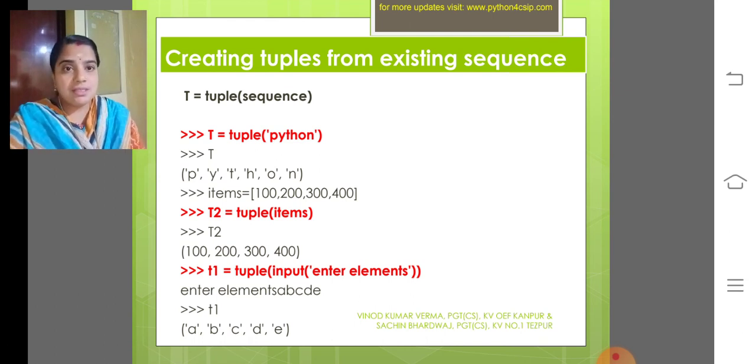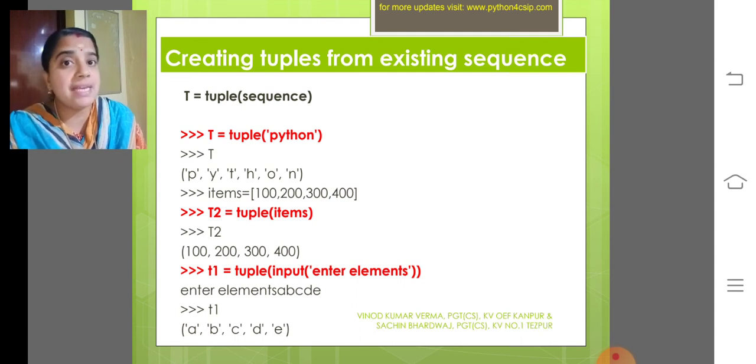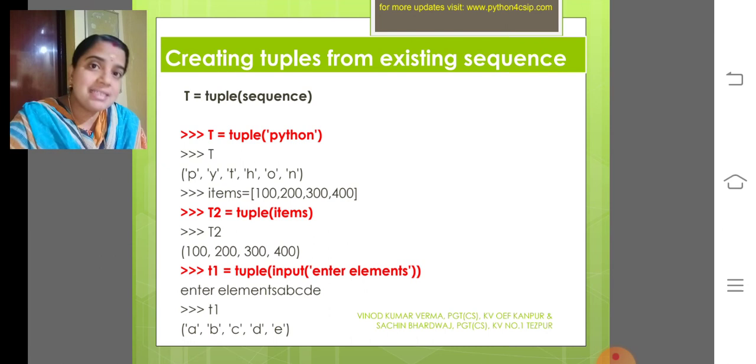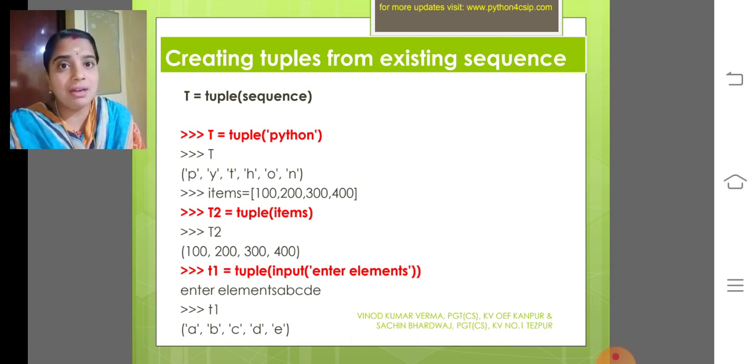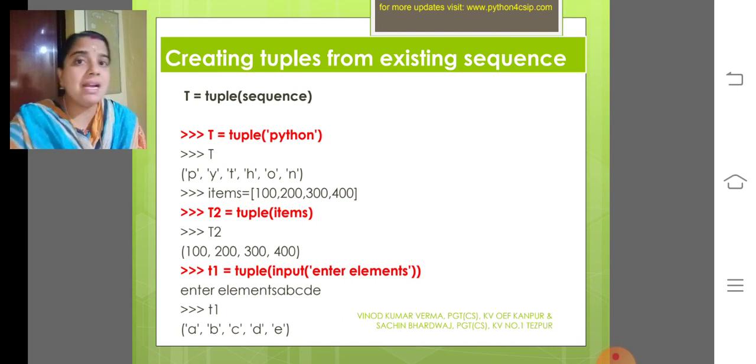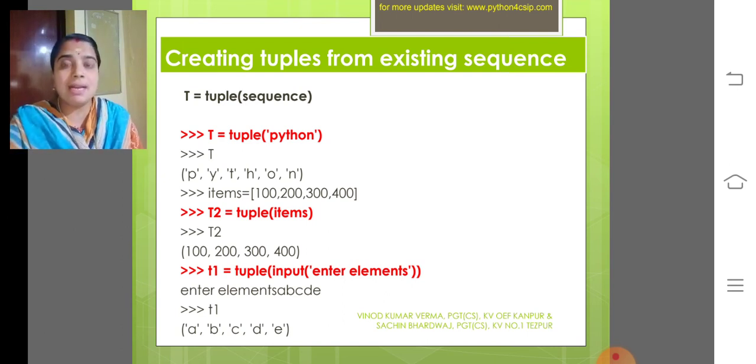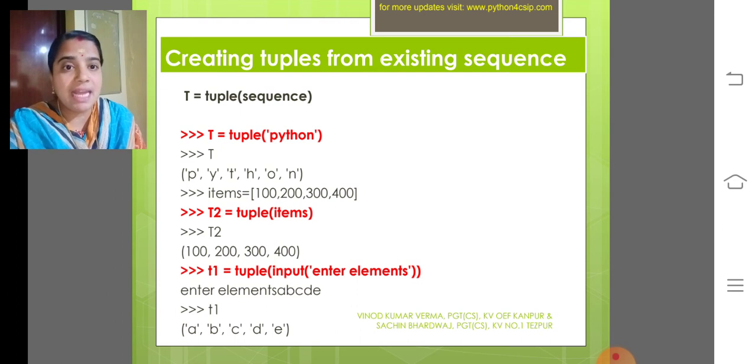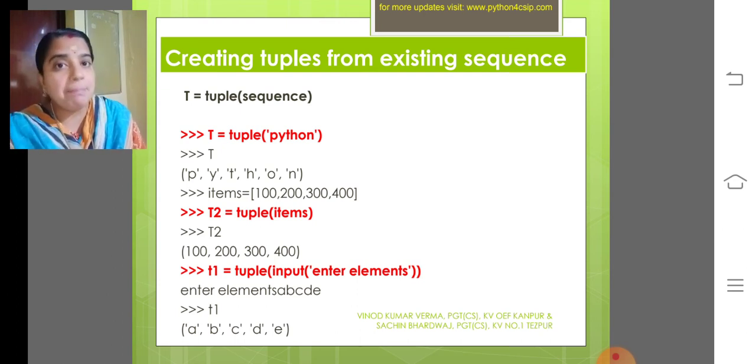Then items. Here I have items as a list. And if I am trying to convert that list into a tuple, how do I create it? T2 equal to tuple of items. So what happens? That items list will be converted into a tuple automatically by the interpreter. Then tuple of input. If the user enters many elements, each element will be converted into a tuple element.